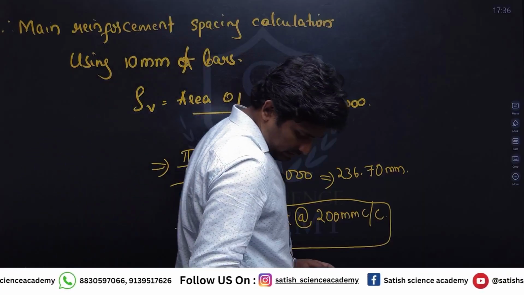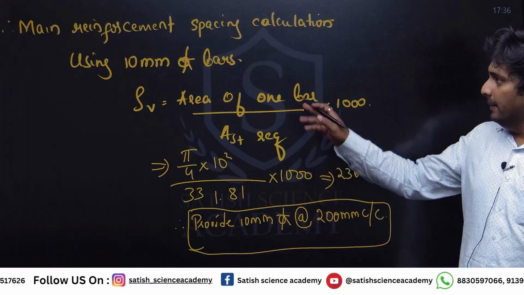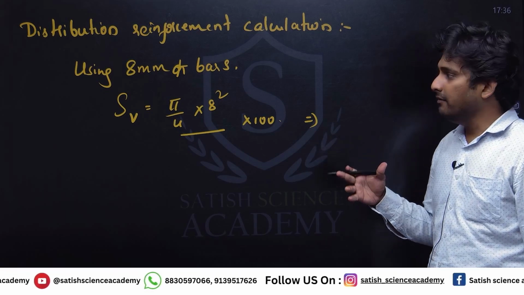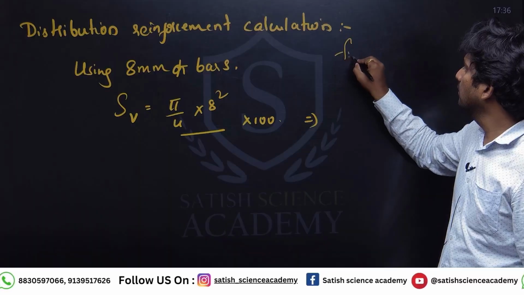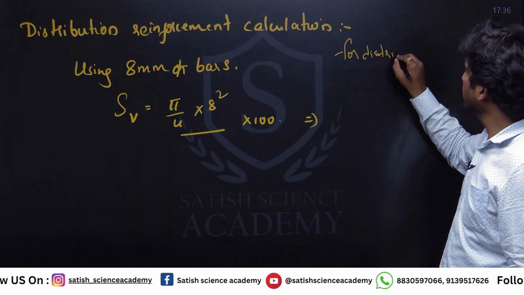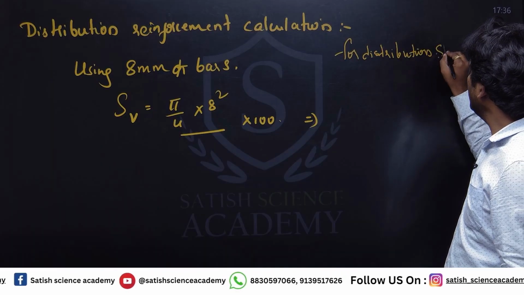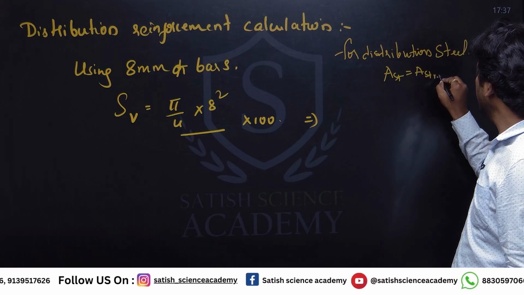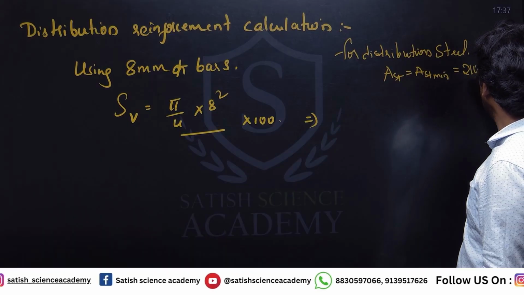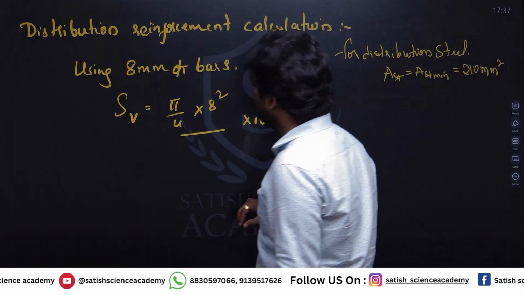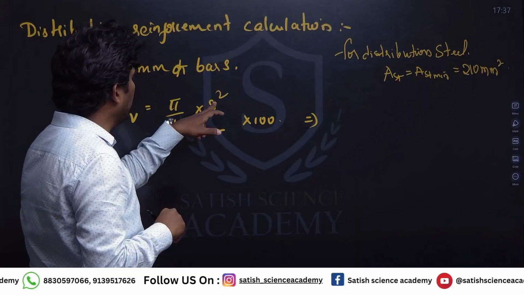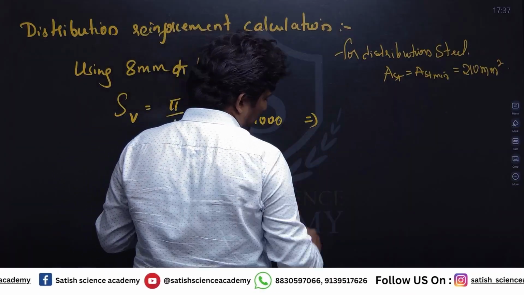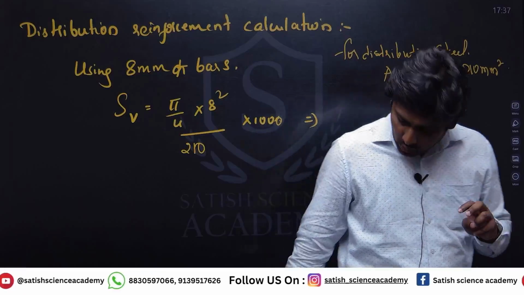Now we have provided 200 mm center to center for main reinforcement. Now you will be calculating distribution reinforcement. For distribution reinforcement Ast, we will take Ast minimum for distribution steel. Ast equal to Ast minimum, that is equal to 210 mm square. So Sv equals pi by 4 into 8 square divided by 210, into 1000. So this value you will get again as 228 mm.